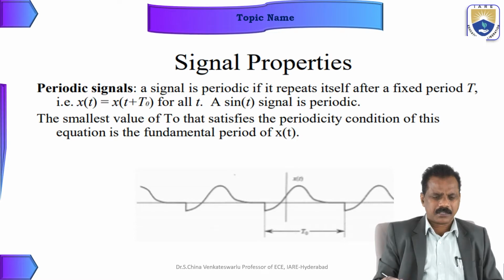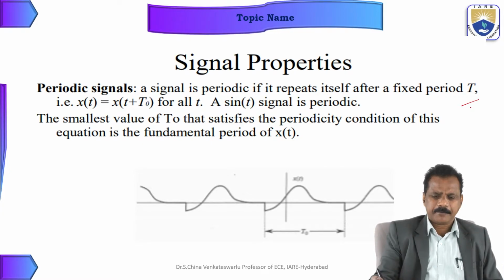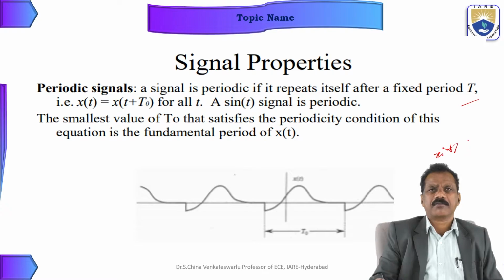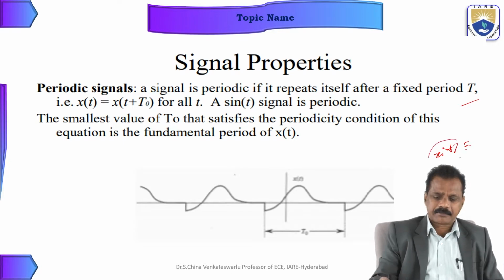A signal is periodic if it repeats itself after a fixed period, the period T, where x of t is equal to x of t plus capital T for all t. Then the signal is periodic. The smallest value of T naught that satisfies the periodicity condition of this equation is the fundamental period of x of t.